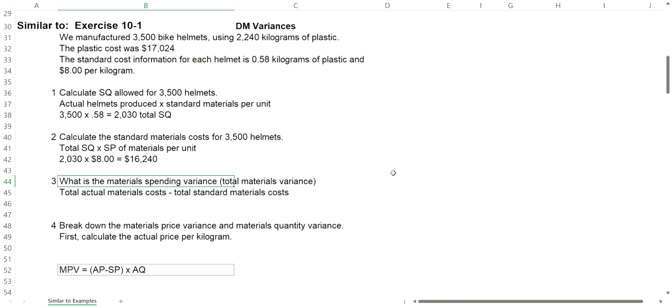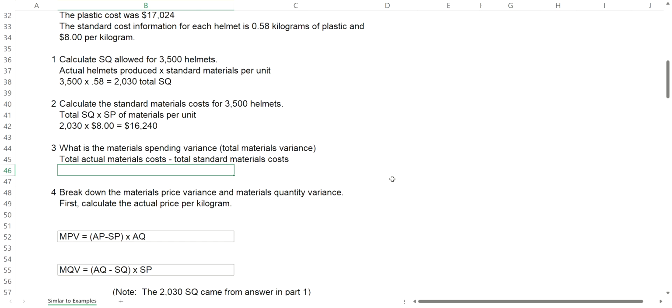$16,240. Now, to get the variance in total for materials, I can take what I actually spent on materials, which is $17,024 given to me in the problem, subtract out what I budgeted to spend on materials, $16,240, my answer in part 2, and I will come up with a positive $784. That $784 is positive. Remember, a positive represents unfavorable.